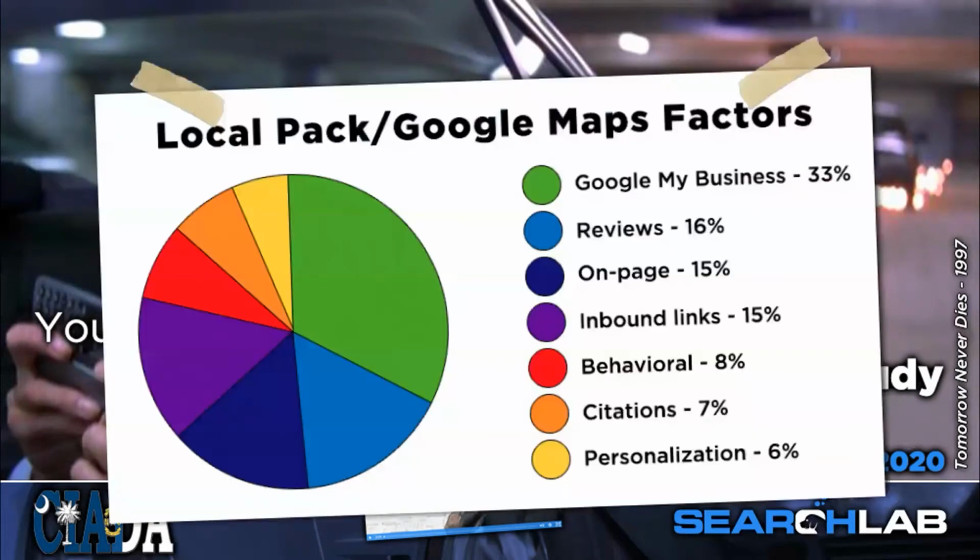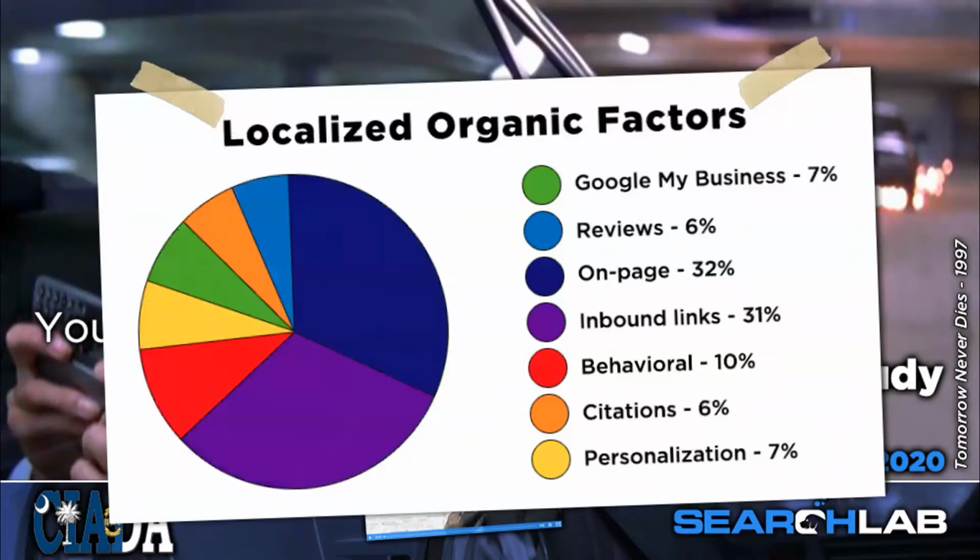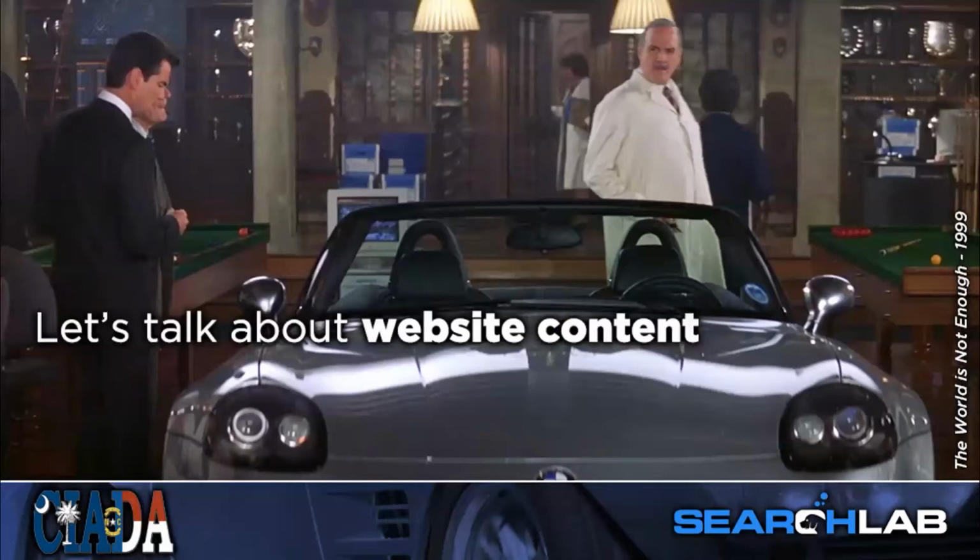So you get a pie chart that shows the factors that matter for showing up in the map pack or in Google Maps, and you get another pie chart that shows the factors that matter for showing up in the localized organic listing. So I'm going to walk through these so you'll have a better understanding of how they work and what you need to do. So let's start with talking about website content.